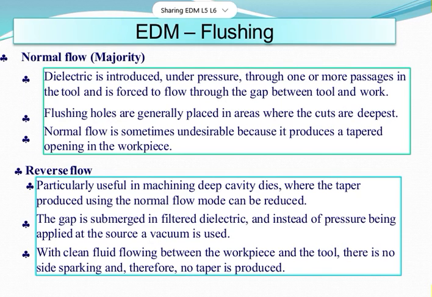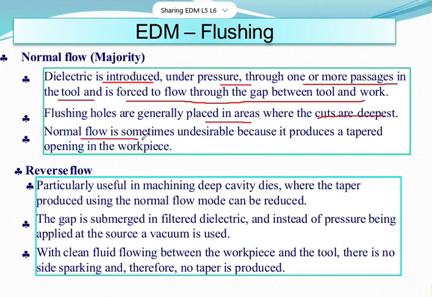Now, since we are discussing the flushing system, in normal flow the dielectric is introduced under pressure through one or more passages in the tool, and is forced to flow through the gap between the tool and work. The flushing holes are generally placed in areas where the cuts are deepest. The most important thing is that normal flow is sometimes undesirable because it produces a tapered opening in the workpiece.